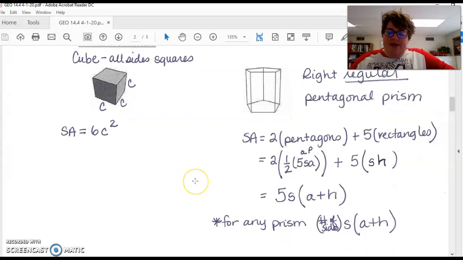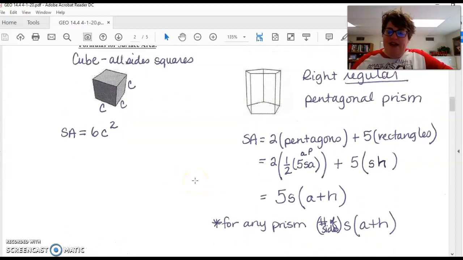So for any prism that's right and regular, it's the number of sides times S, where S is the length of the side, times A plus H. A is the apothem, so go back and look at the previous section to refresh on the apothem. And then plus H. H is the height of the rectangle, or height of the prism. So the height of that rectangle on the side.